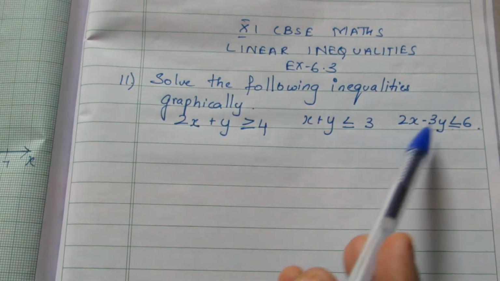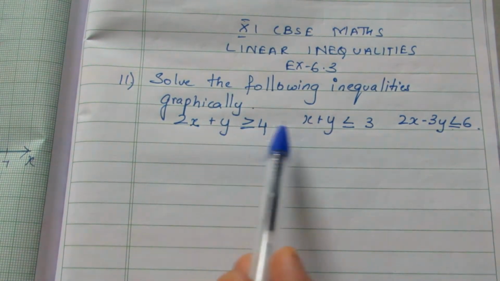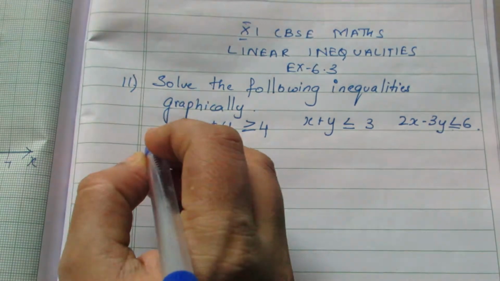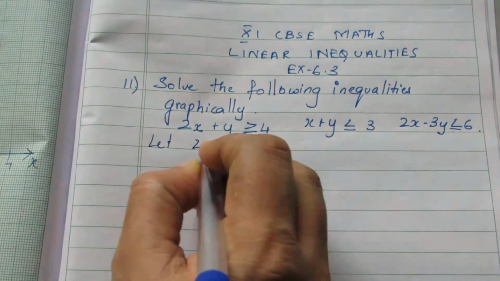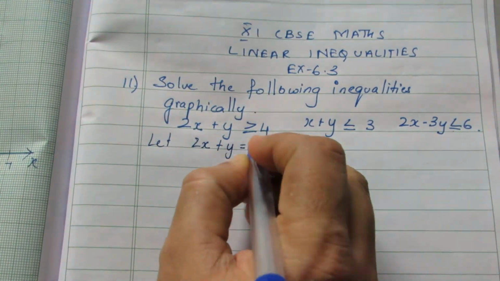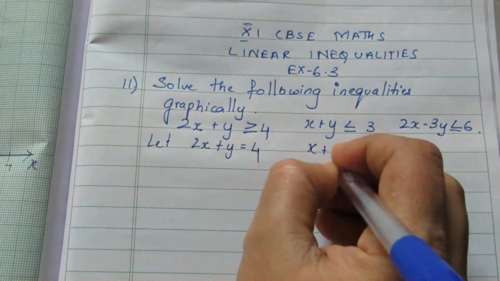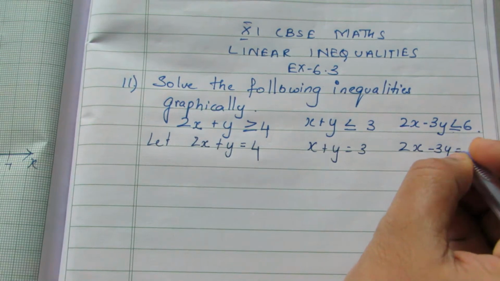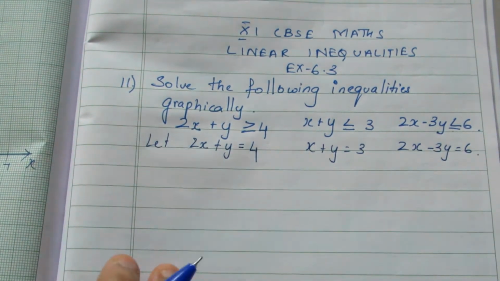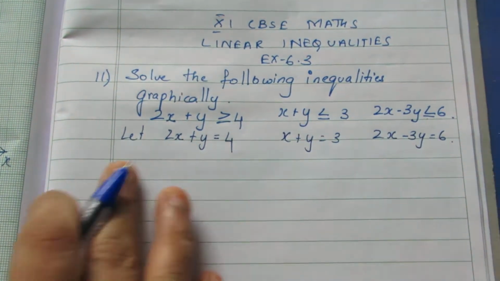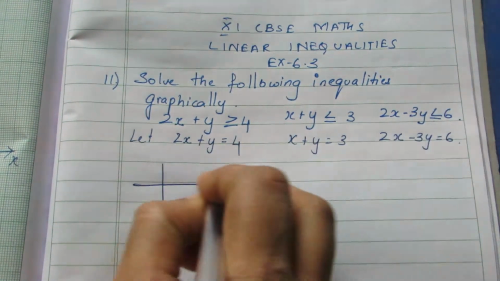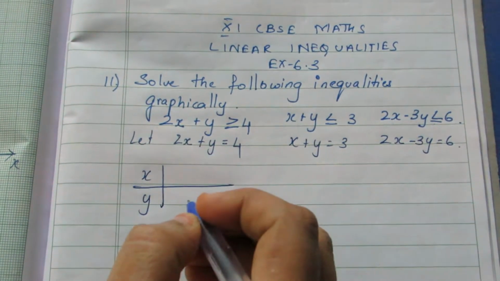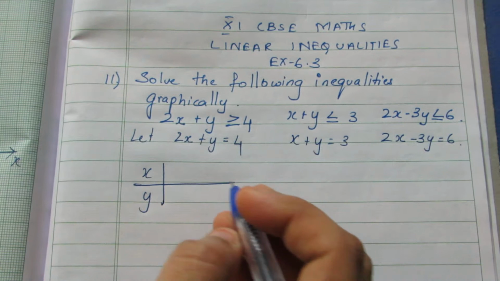So we can't solve an inequality directly, so we are going to take it to be equal to. Let 2x plus y is equal to 4. Here x plus y is equal to 3. And 2x minus 3y is equal to 6. By taking this, we can solve for x and y. Substituting the value of x or y, we can find the other one's value.